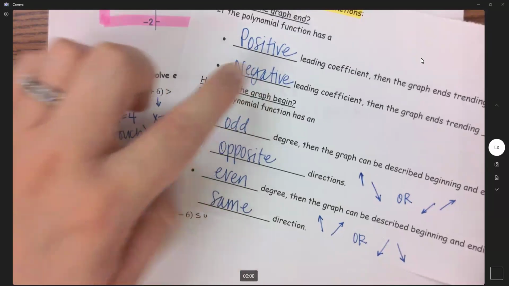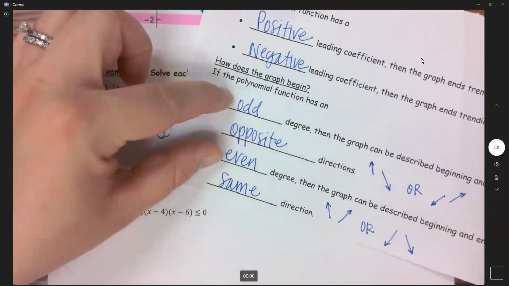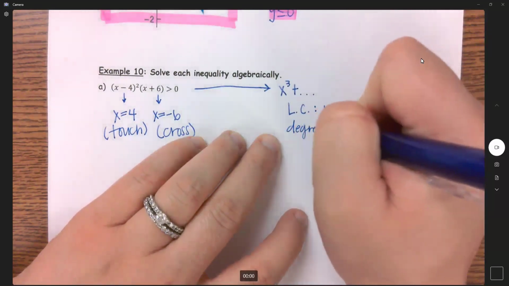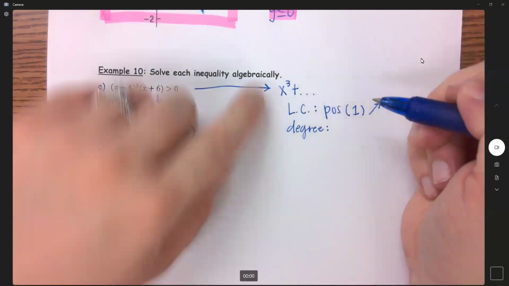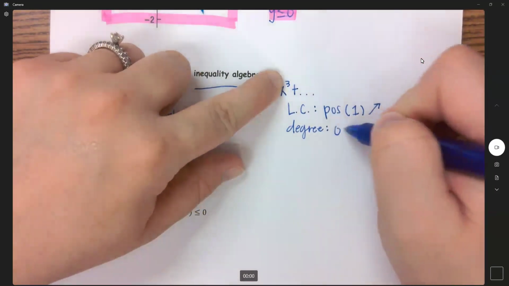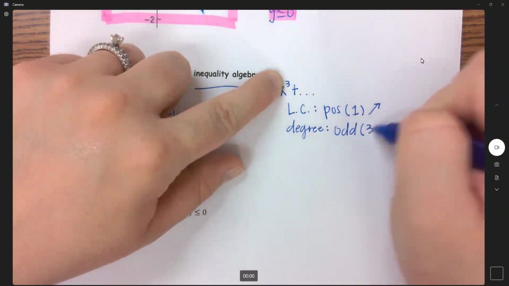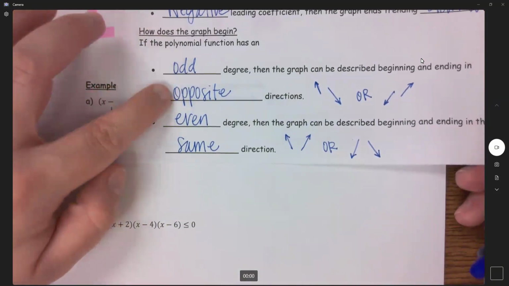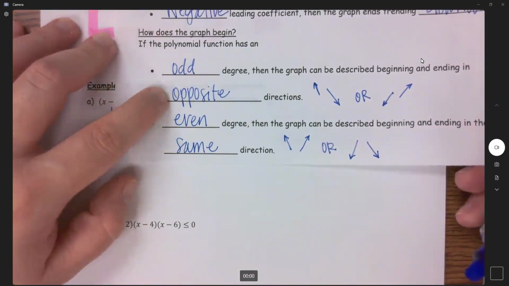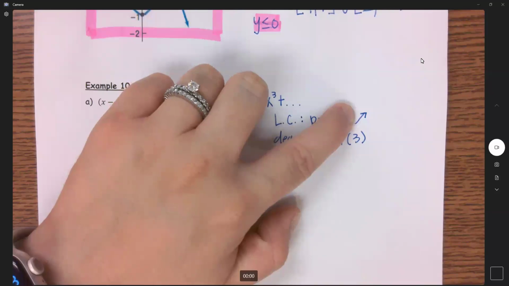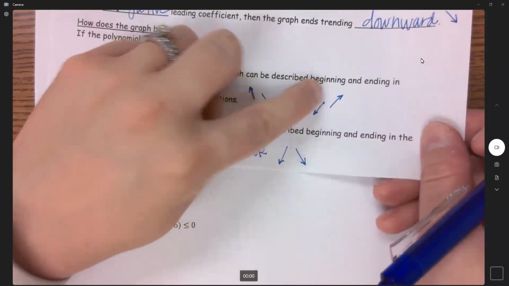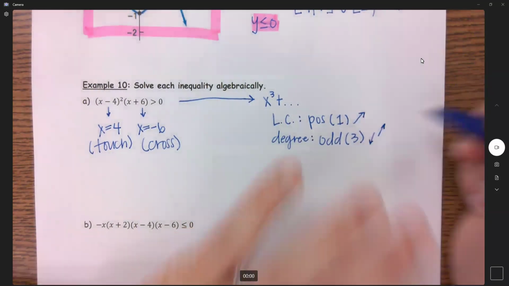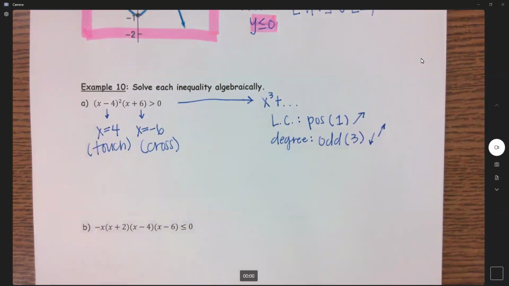Next, we want to know how it begins, and we want to look at the degree. Is it even or is it odd? My degree here is odd because it is 3. It is x cubed. Now, odd tells me it starts and ends in opposite directions. So we already know that it's ending up. So if it is ending up, it means it starts down.